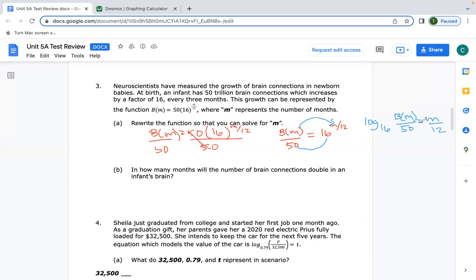Now, m isn't by itself yet. We want m by itself. So what we're going to do is multiply by 12 on both sides to get it by itself. So our final answer will be m equals 12 times log base 16 of b of m divided by 50.